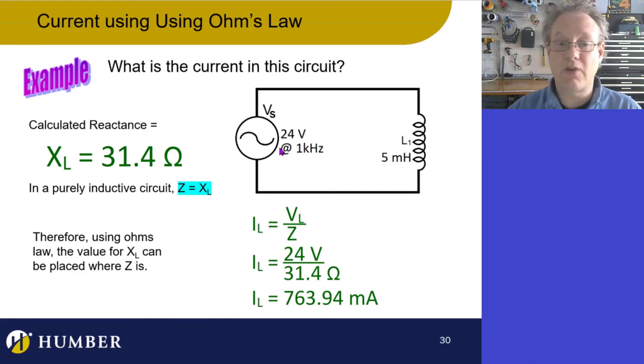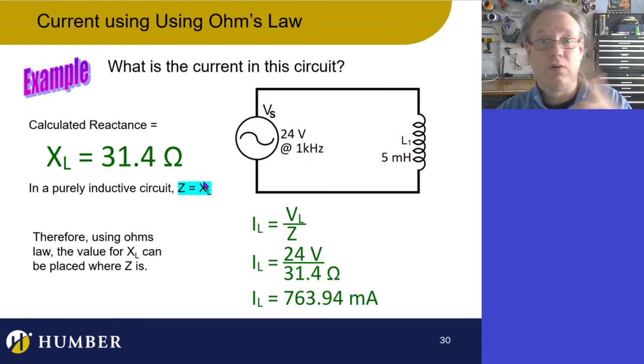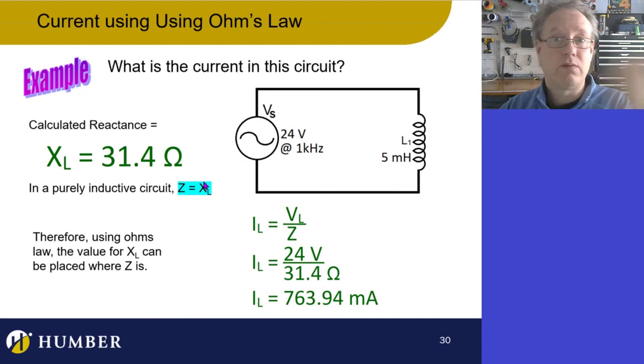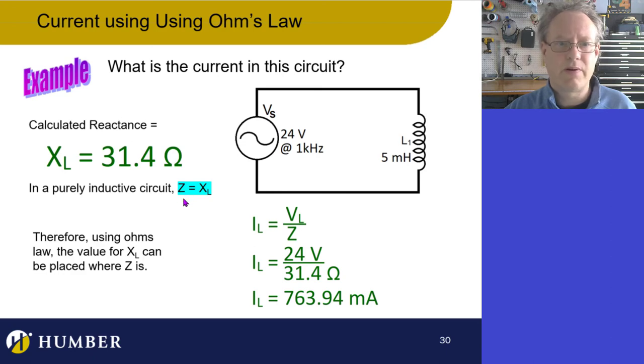So in this case, I got 24 volts. The impedance is 31.4 ohms because the reactance is 31.4 ohms and there's no resistor, so impedance equals reactance. Let me just back up here. The Z stands for impedance. I think I said that. I'm sorry if I didn't. Z is impedance. I'll just move forward. Here we go.